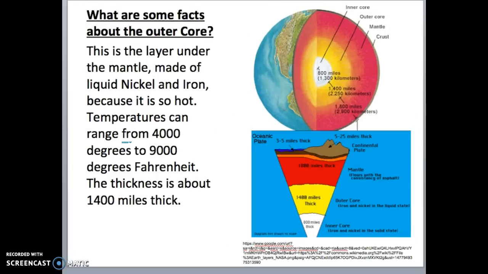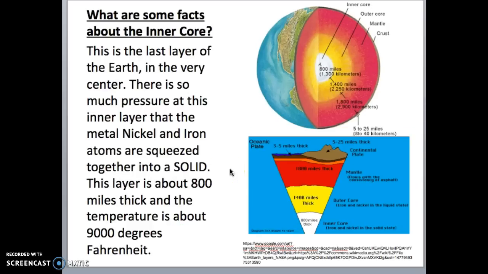Now let's talk about the outer core. So now we're in the third layer right here, the yellow layer. The outer core is made out of liquid metal. In particular, it's liquid nickel and iron. And it's because it's so hot near the core of the Earth that it's just in a melted form all the time. The temperature can range from 4,000 degrees to 9,000 degrees Fahrenheit. Again, the closer you get towards the center of the Earth, the hotter it is. So 9,000 degrees down here and about 4,000 degrees up here. The thickness is about 1,400 miles thick.